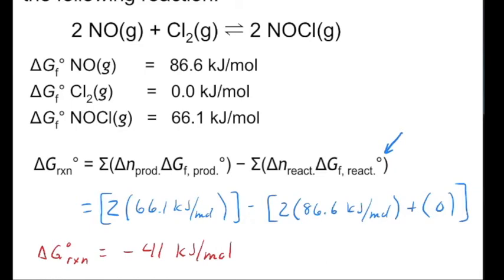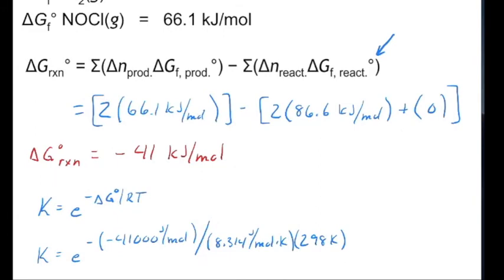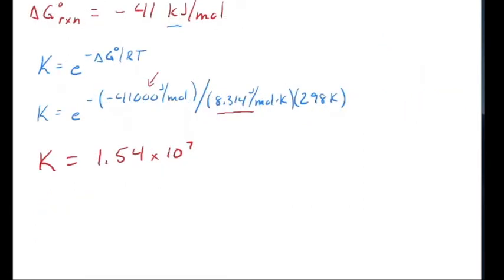Now the second part of the question asks us to find the equilibrium constant. So we can use the equation from a previous slide to calculate the equilibrium constant. And the thing to be aware of is that delta G, as we calculated, was in kilojoules per mole, but we need to have it in joules per mole in our equation. And the reason for that is the constant, 8.314, is also in joules. So make sure to make that conversion, otherwise you're not going to get the right answer. So solving for K, we end up getting 1.54 times 10 to the 7.